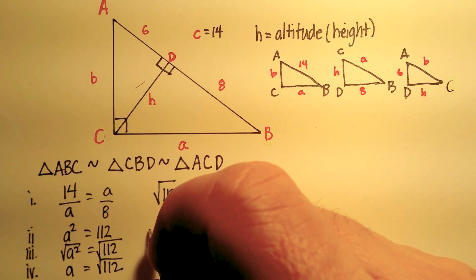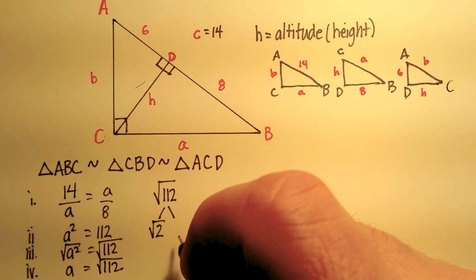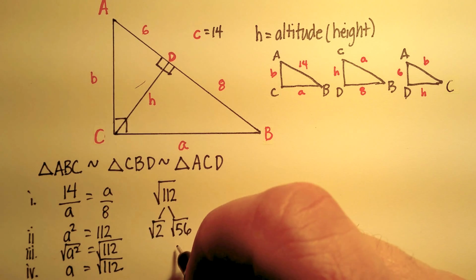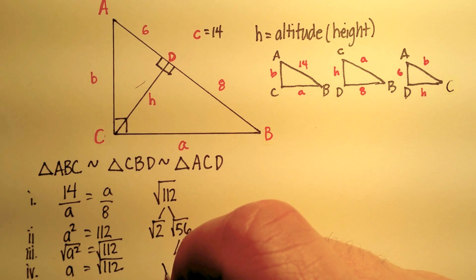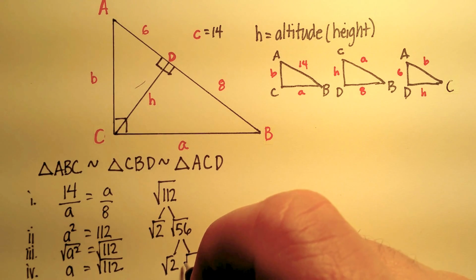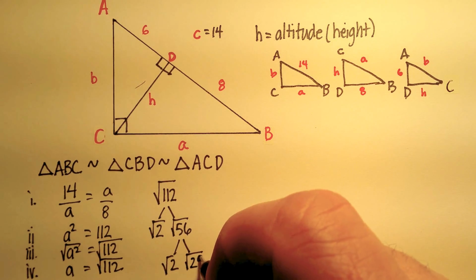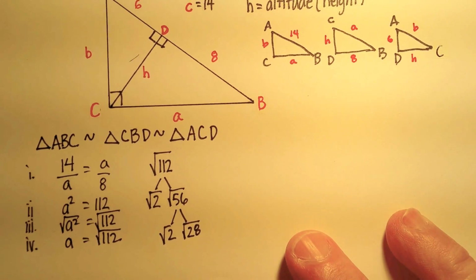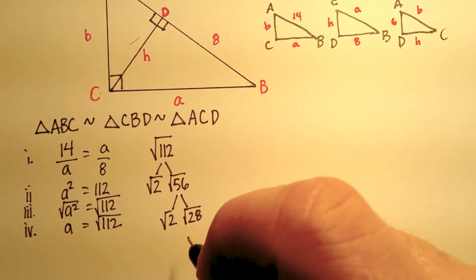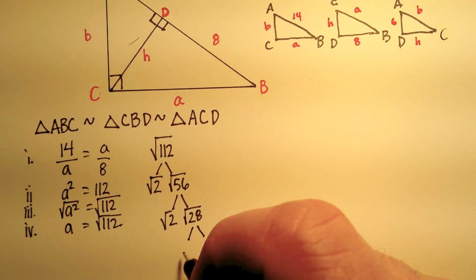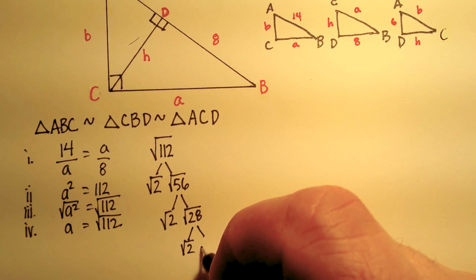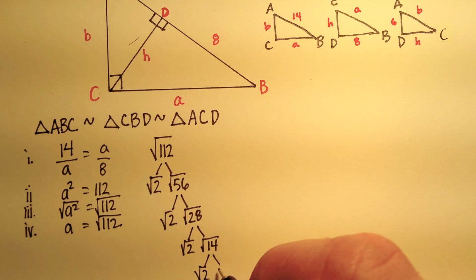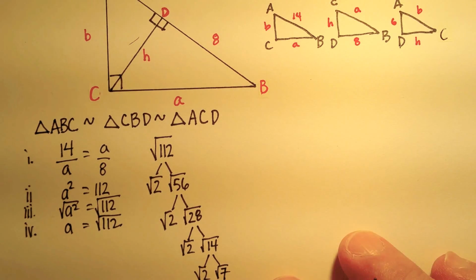We know that the square root of 112 is basically the same thing as saying the square root of 2 times the square root of 56. We know that the square root of 56 is the same thing as the square root of 2 times the square root of what? 28. And now look, we have a perfect square right in there. Let's keep on going. We know that the square root of 28 is the same thing as the square root of 2 times the square root of 14. And finally, the square root of 14 is the square root of 2 times the square root of 7.